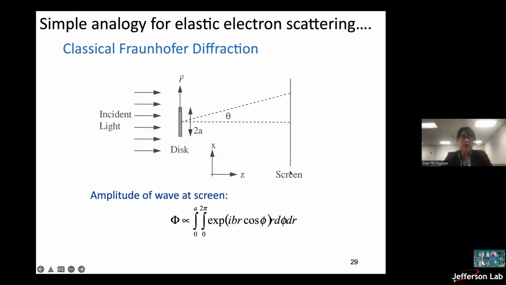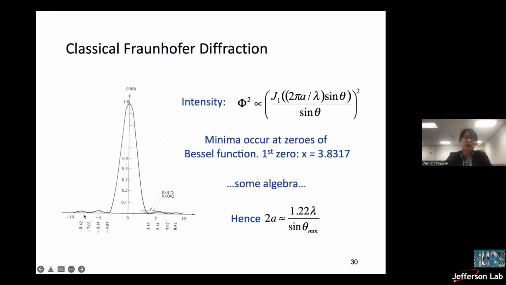When you observe the pattern on this screen, you will be able to find the amplitude of the wave on the screen, and the pattern looks like this. What you calculate is the intensity, which is the square of that amplitude, right? Then you can determine the first zero, the first minimum in the pattern, and the distance to the center. With some math, you can connect the size of the disk, the wavelength of the incident light, and the angle corresponding to the first zero, the first minimum.